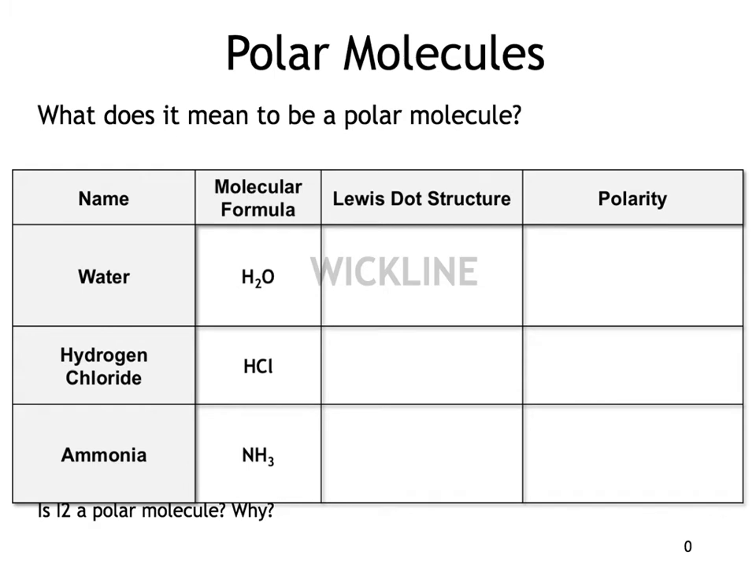So polar molecules. In order to be considered a polar molecule, you need to have asymmetry. So just like on the last slide, I'm going to toss in some Lewis dot structures for water, hydrogen chloride, and ammonia. You'll see them here, and then what I want you to do is think about what their polarity would be based on the structures.